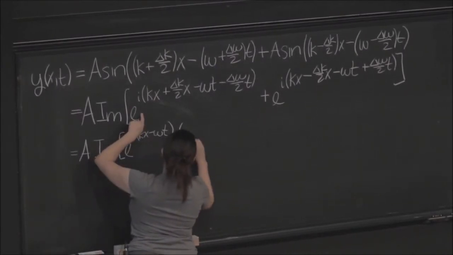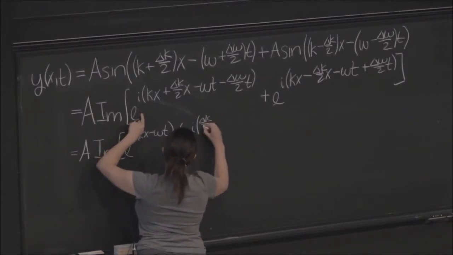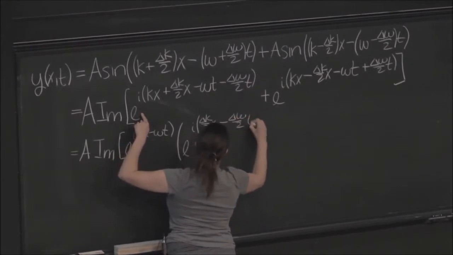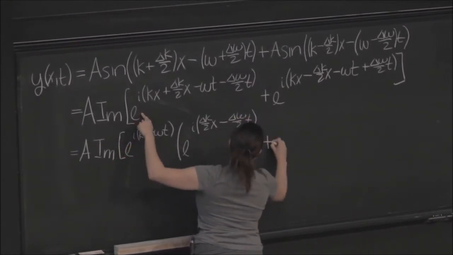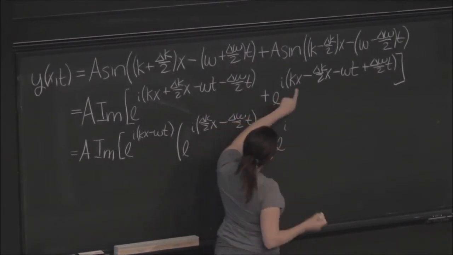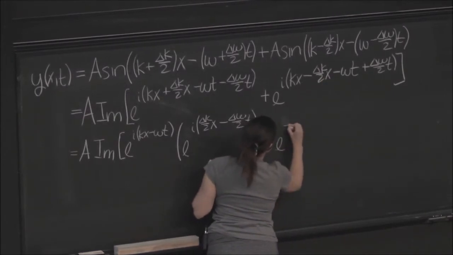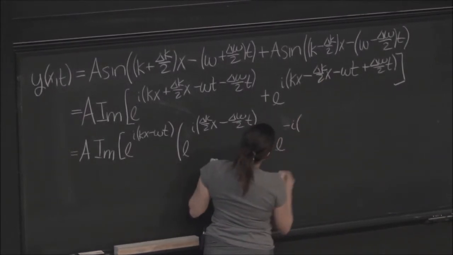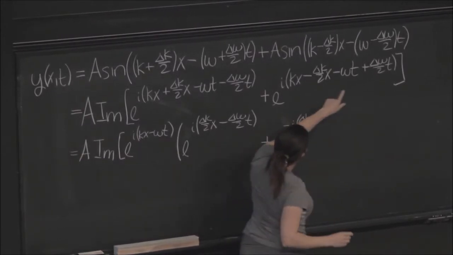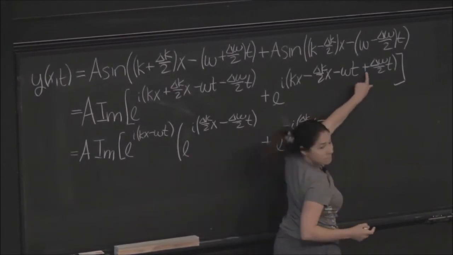This guy has an e to the i (delta k over 2 x minus delta omega over 2 t), plus this guy has an e to the i, you know what, it's negative delta k x over 2. I'm going to pull out a negative. So this makes this delta k over 2 x, and I pulled out a negative, so this has to be a negative. Negative, negative makes a positive.